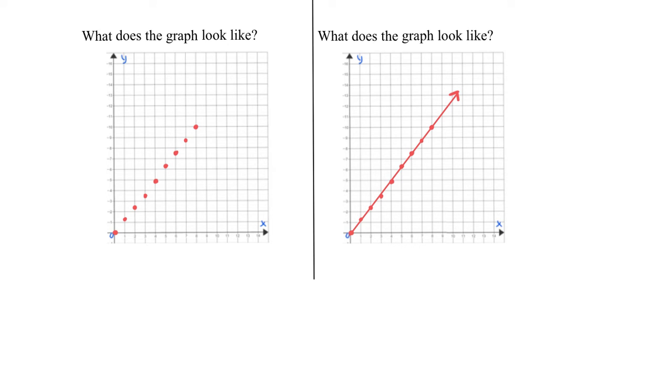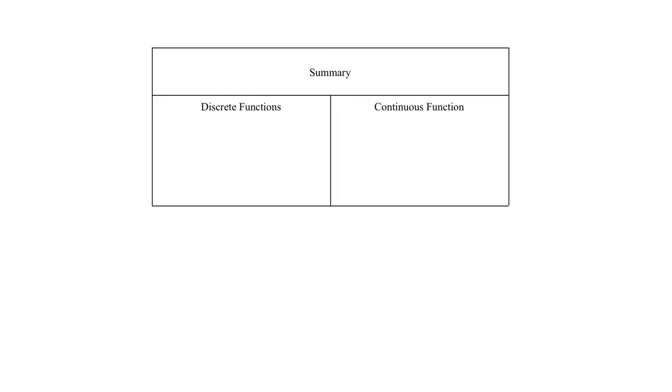So this is what's known as discrete data. Discrete is when you only have certain values that make sense. Whereas if all values make sense, we call that continuous data. Okay, so let's wrap this up on the chart on the next page.